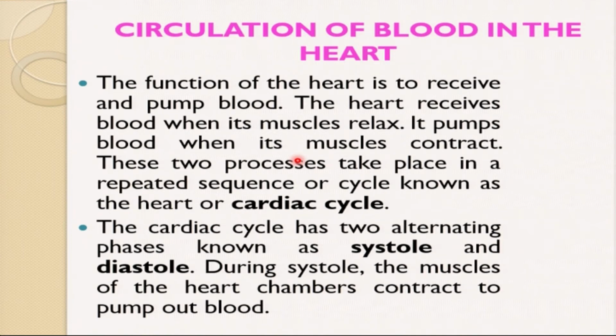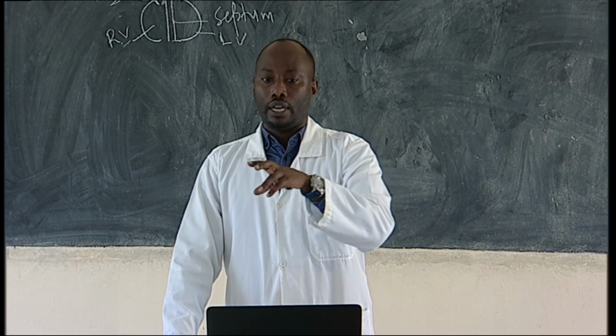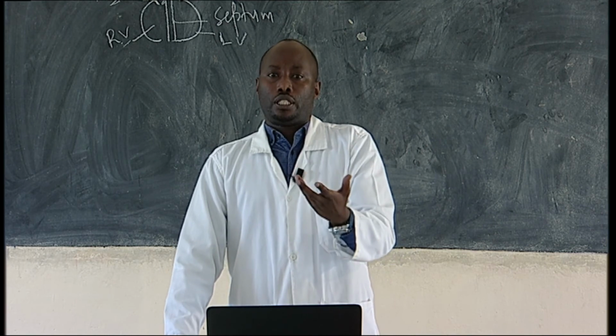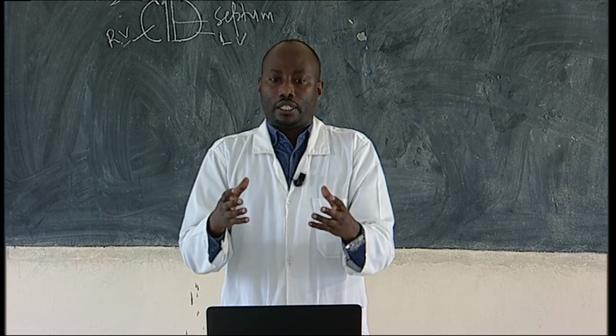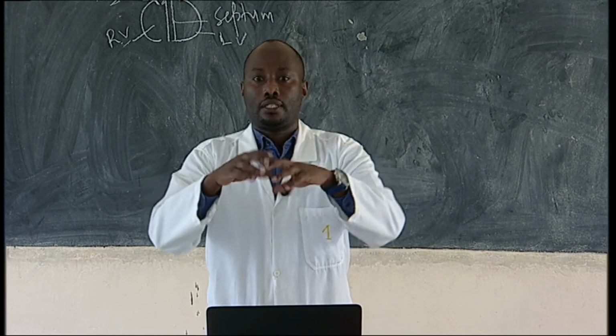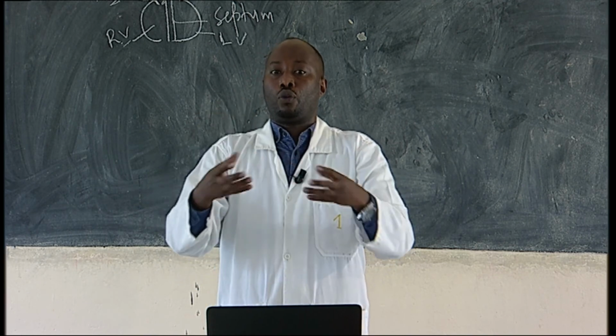These two processes take place in a repeated sequence, a cycle known as the heart or cardiac cycle. The cardiac cycle involves two processes, the diastole and the systole. So the cardiac cycle has two alternating phases, known as the systole and the diastole. During systole, what happens? As I mentioned, when the muscles of the heart contract, the blood is pushed away from the heart. When the muscles of the heart relax, automatically the chambers of the heart are able to receive the blood.